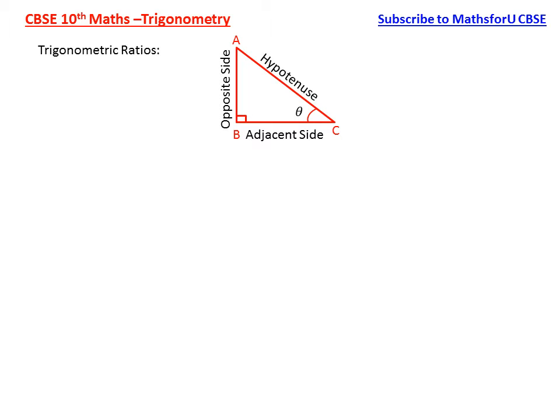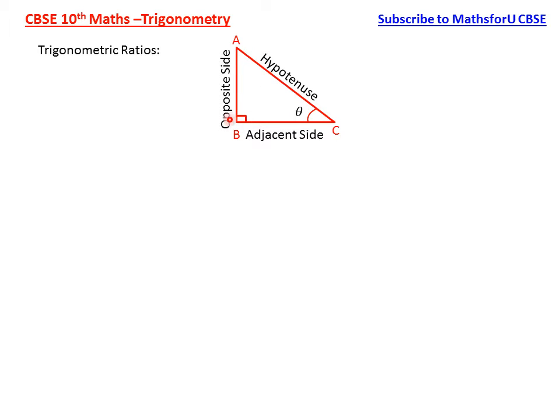Now it is not necessary that the triangle has to be given only in this format. It can be given in any format. We need to see where the 90 degree angle is mentioned. Then, of the remaining two angles, in any one of them we need to mark theta. In an examination problem, example or exercise, if theta is given anywhere other than here, then whatever is opposite to that theta angle will be the opposite side, and the third one will be adjacent.